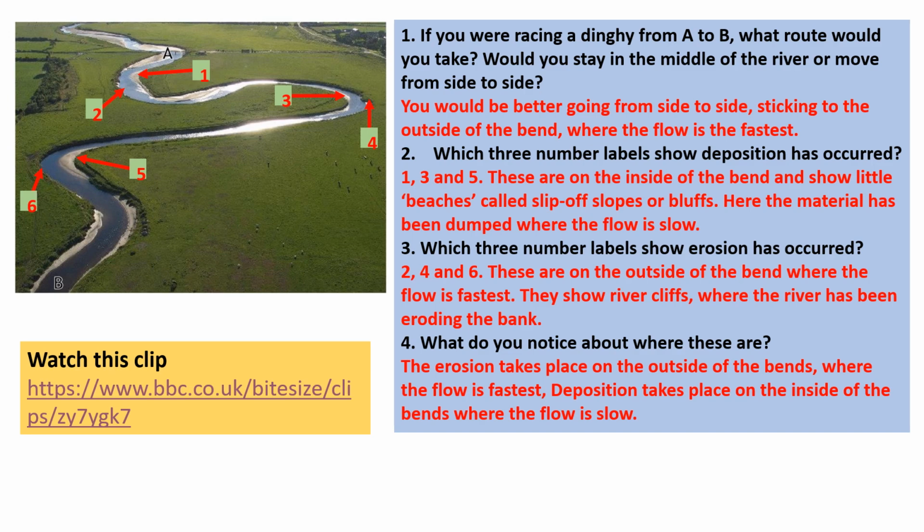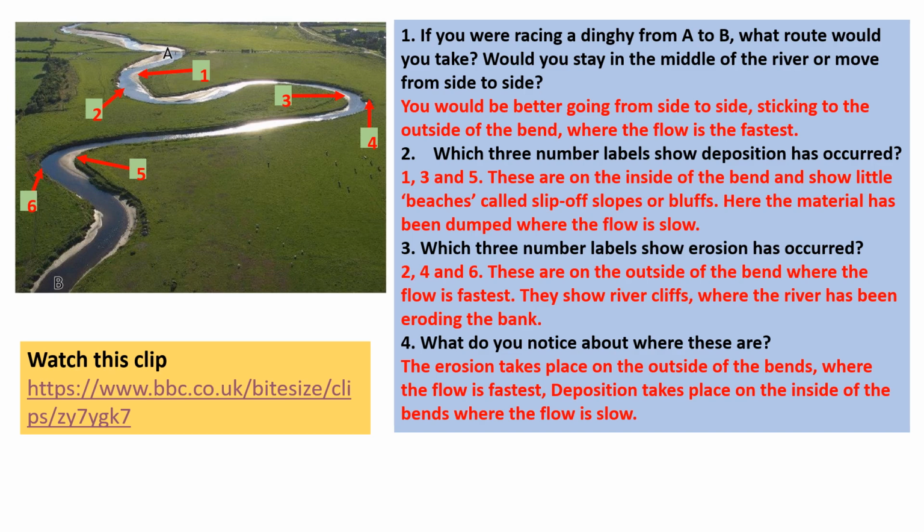However, this river is meandering, it's bending around a lot. And so you would want to go from side to side, sticking towards the outside of the meander. So if you were going from A to B, the fastest route would be to move towards 2, then to move towards 4, and then to move towards 6. That would keep you towards the outside of the meanders and where the water is flowing deepest and fastest.